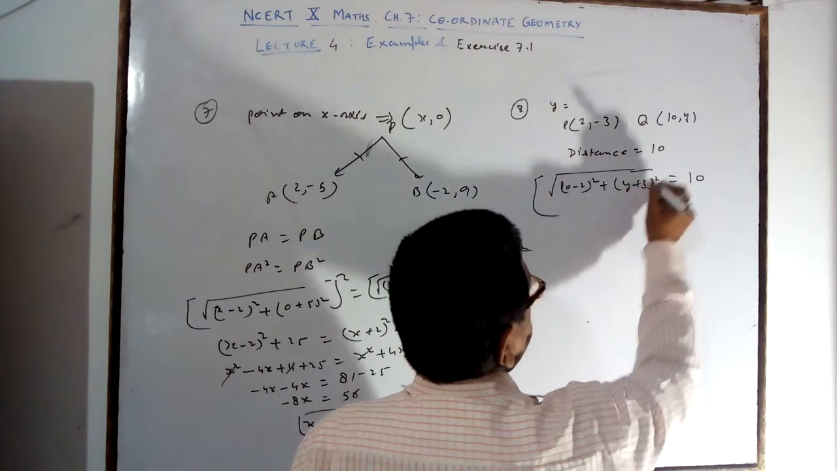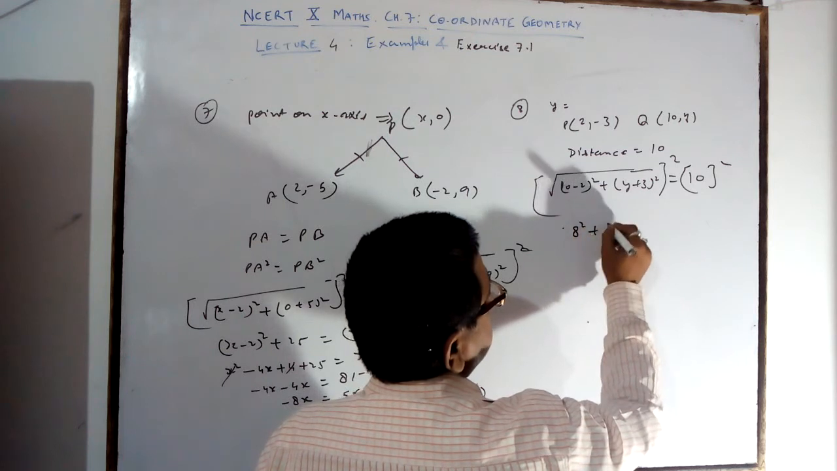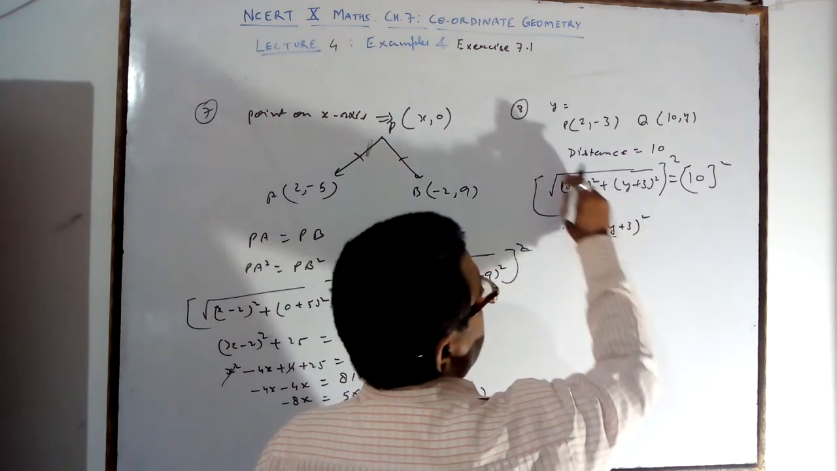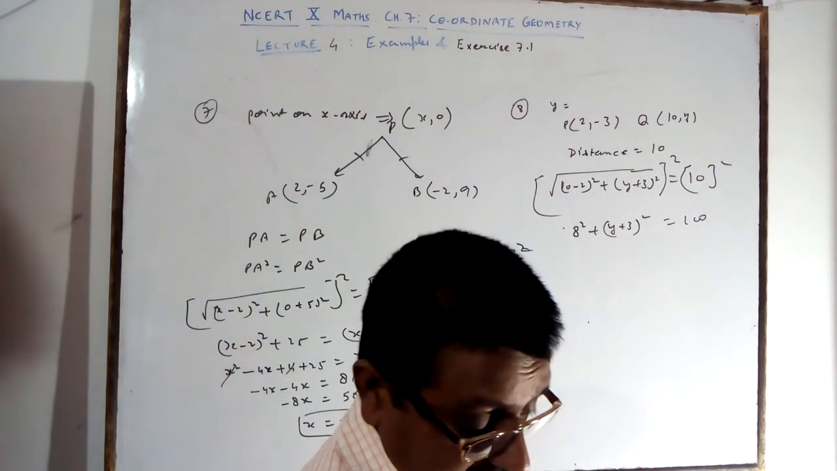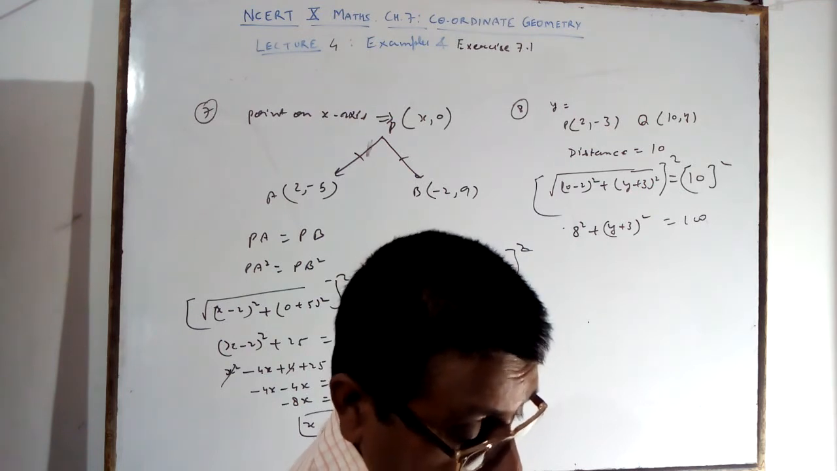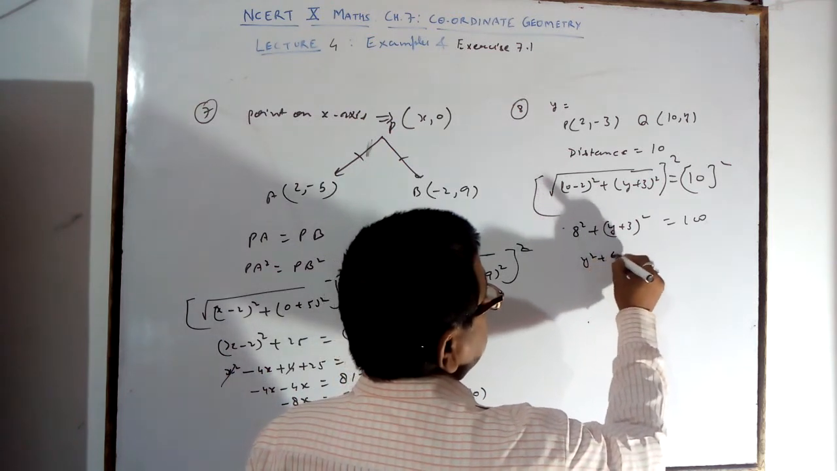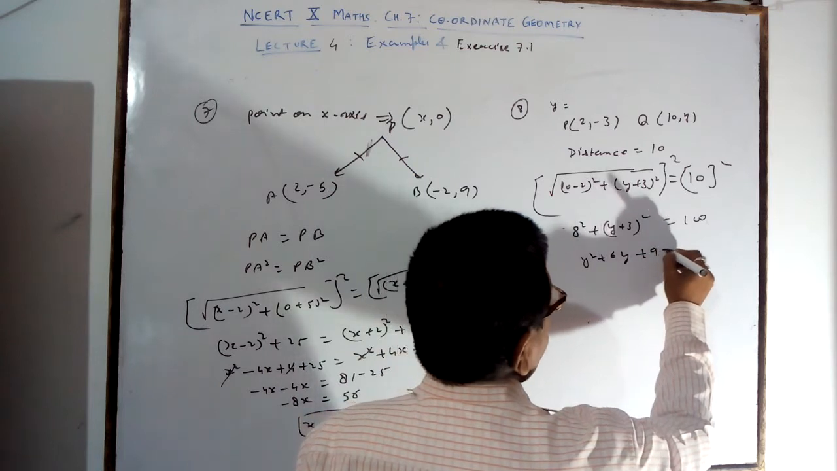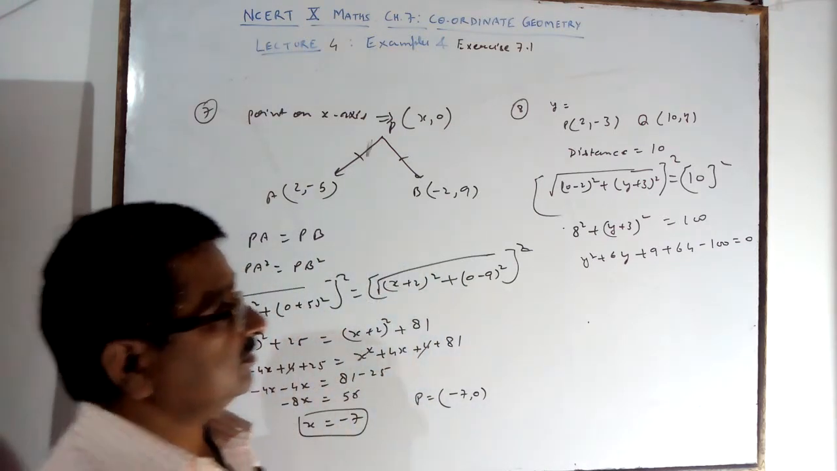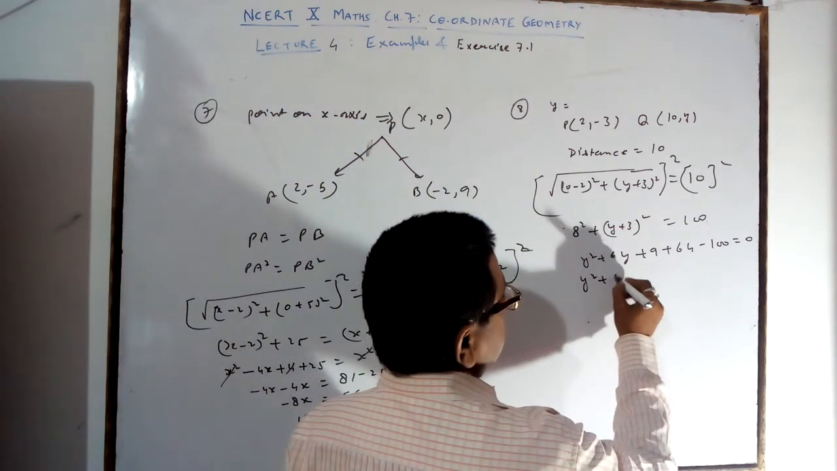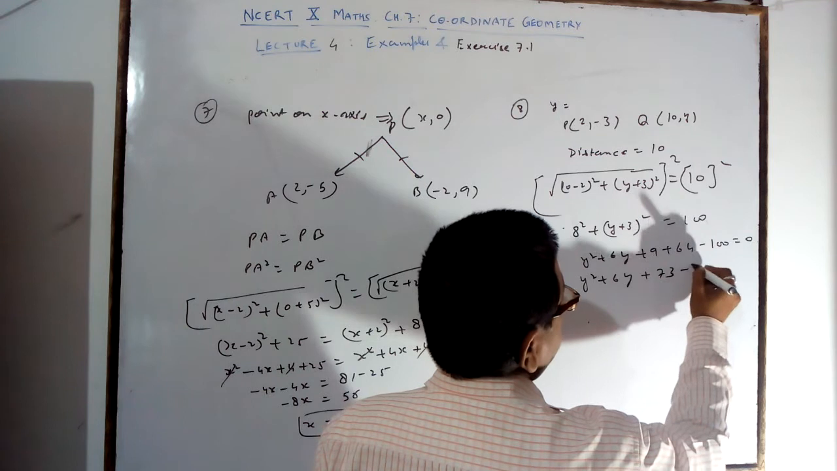So squaring both sides, you will get 8 square plus (y plus 3) square. The square root will be reduced and here you will get 100. So y square plus 6y plus 9 plus 64 minus 100 is equal to 0. 8 square is 64. So you will get y square plus 6y plus 73 minus 100.